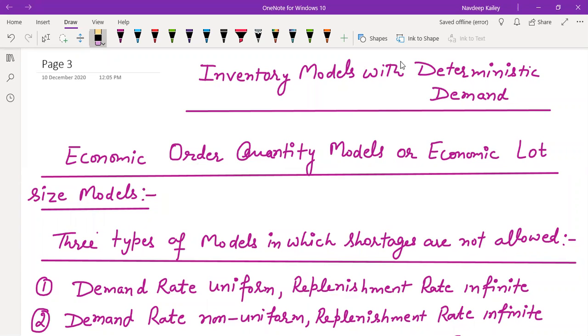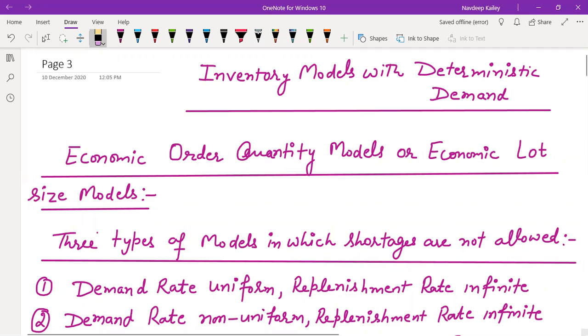First of all, I am going to discuss the classification of inventory models. The models in which demand is assumed to be fixed and completely known are called economic lot size models or economic order quantity models. Now, I am going to further classify the EOQ models.